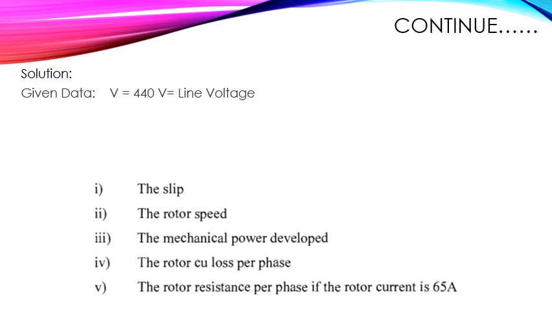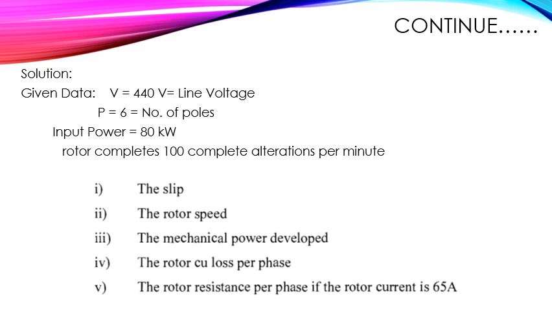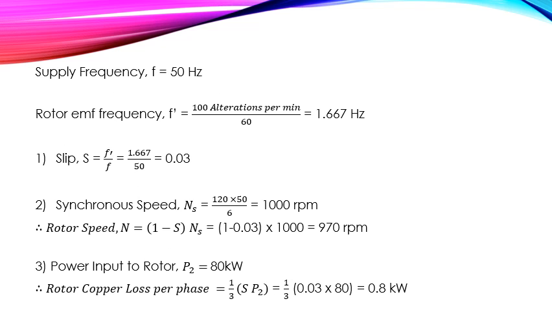So as per the question, the given data is line voltage 440 volt, number of poles 6, input power 80 kilowatt, and the rotor completes 100 alterations per minute. We have to find the slip, the rotor speed, the mechanical power developed, the rotor copper loss per phase, and the rotor resistance per phase if the rotor current is 65 ampere. The supply frequency is 50 Hz, and 100 alterations per minute are given. Using that, we can find the rotor EMF frequency, f dash = 100/60, so it is 1.667 cycles per second, that is Hertz.